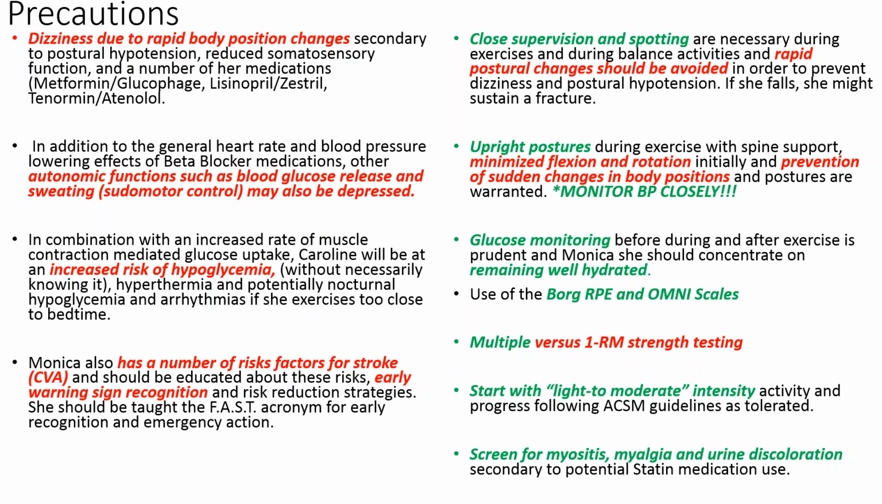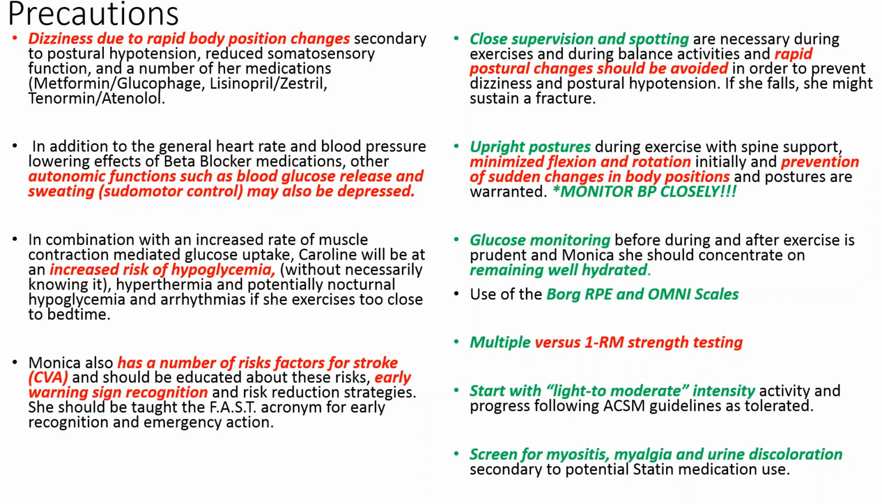A couple other things come to mind. When you use the stroke risk card, Monica has a number of risk factors for stroke, and she should be educated about these risks and about the early signs and recognition of things like transient ischemic attacks, TIA, mini strokes, and things she can do to reduce her risks, but also things she should do if she ever experiences some of the warning signs. So you might want to teach her the FAST acronym that we want to teach all of our patients.